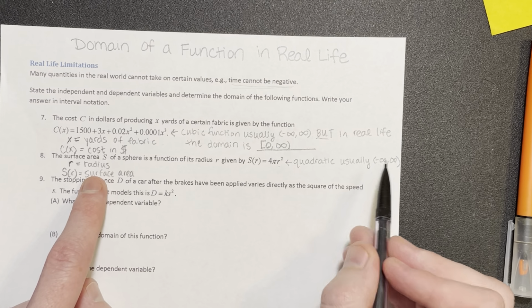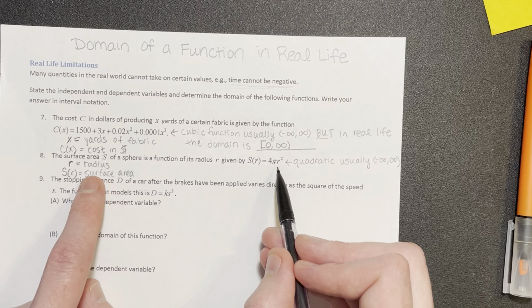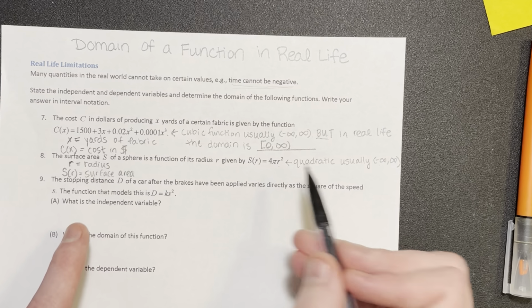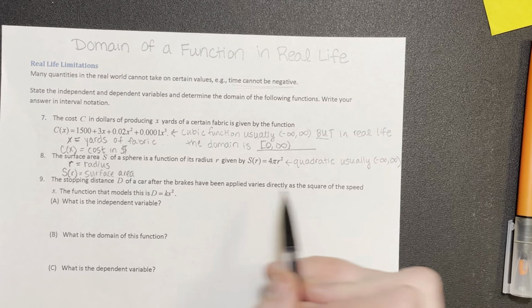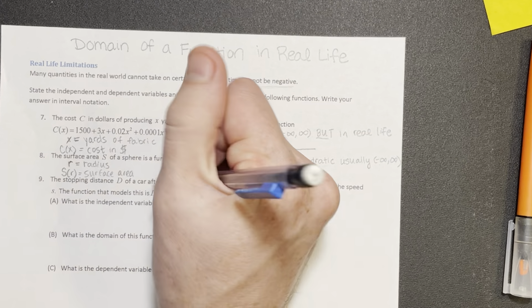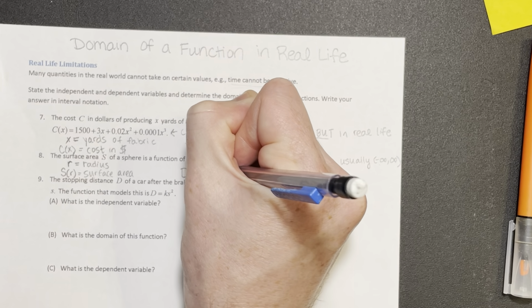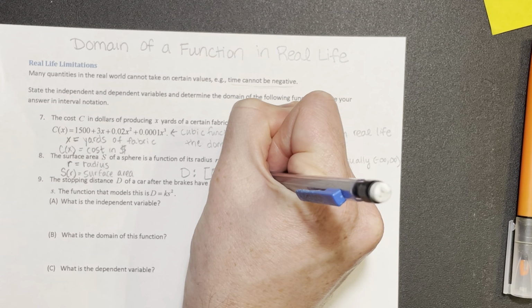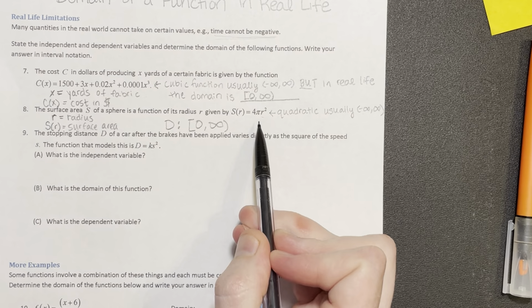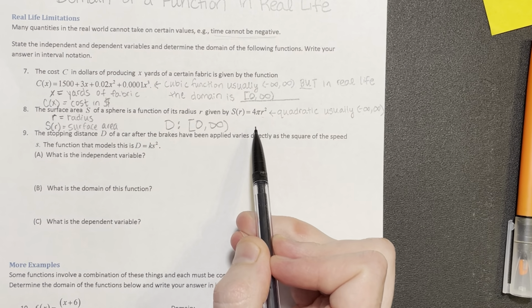But then we look at what possible radiuses we could have. Can I have a 0 radius? Well, technically yes, which would have an output of 0 because there would be no surface area. So our domain would be bracket 0 all the way to infinity, because I could have any positive radius and so on.